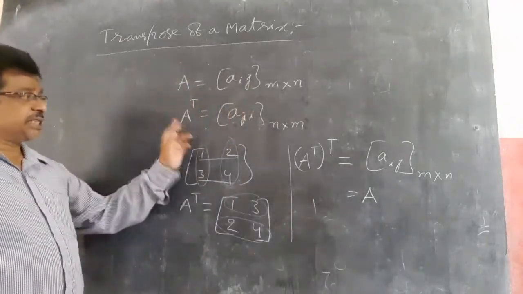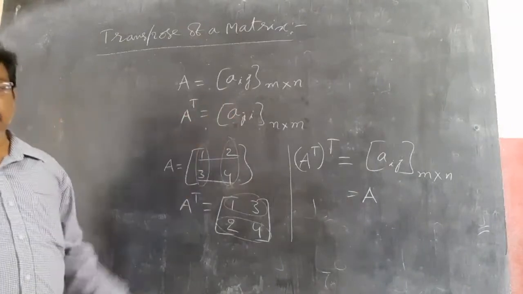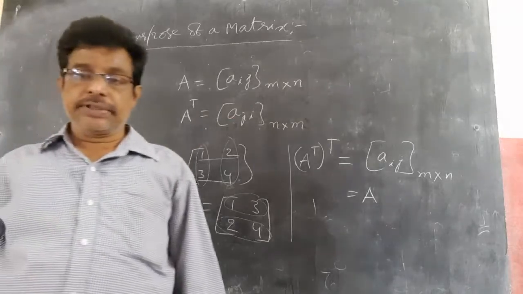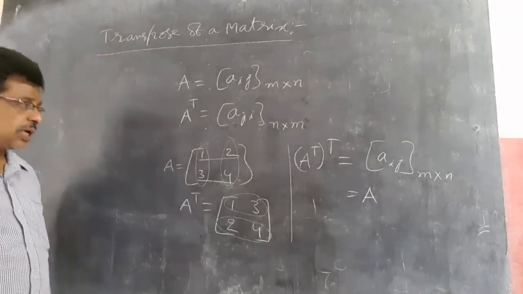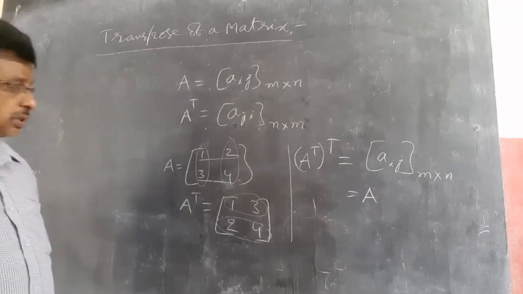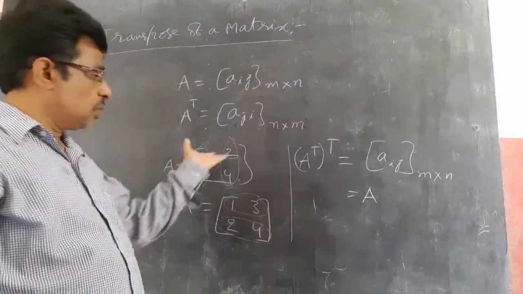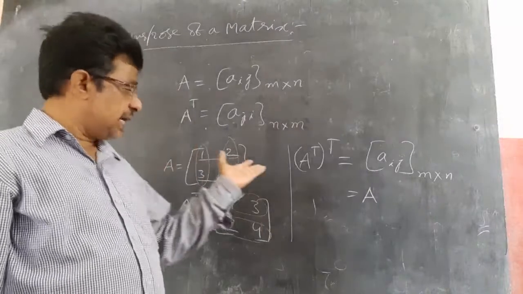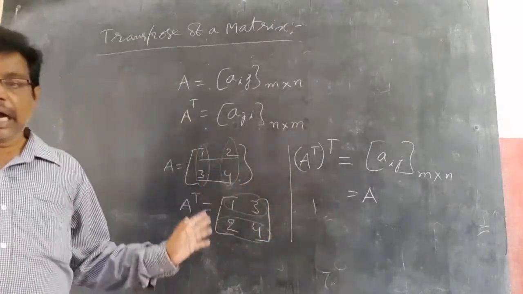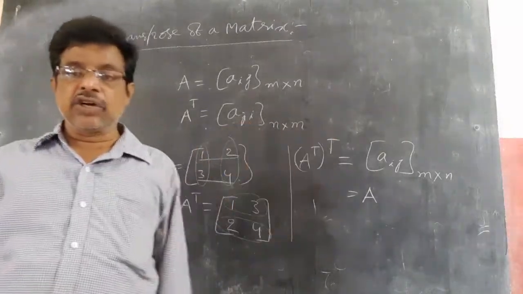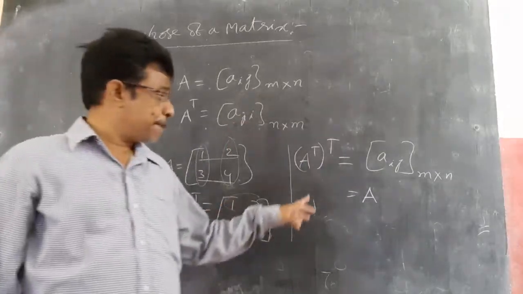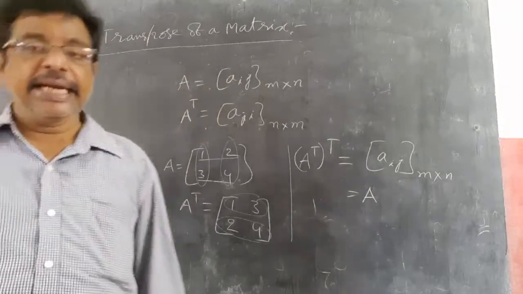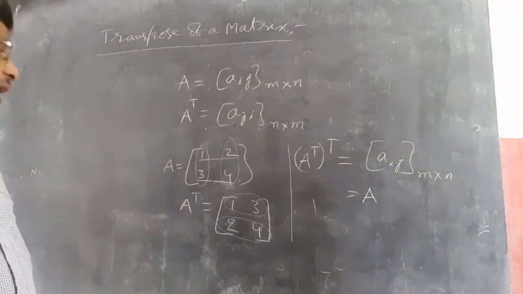A transpose is nothing but changing rows into columns or columns into rows. So A transpose equals this row changed into column, again this row changed into column. So arrange horizontal as vertical or vertical as horizontal. Automatically both will interchange. And A transpose whole transpose is always A.